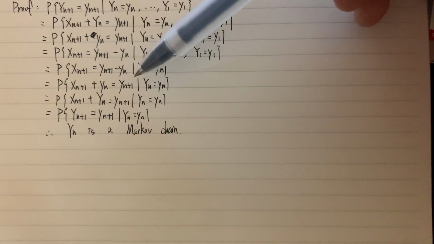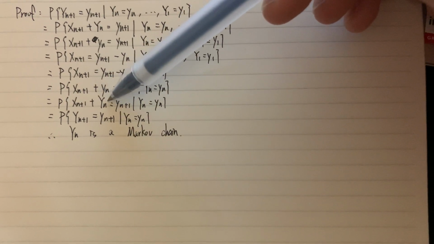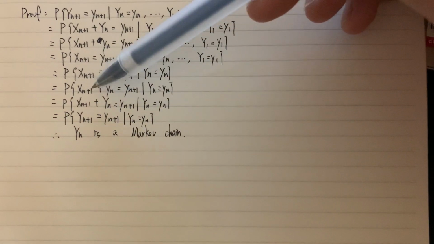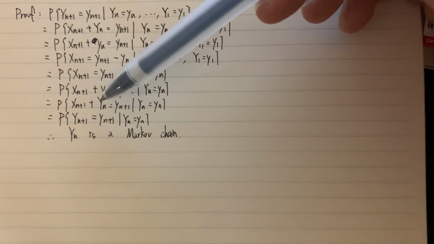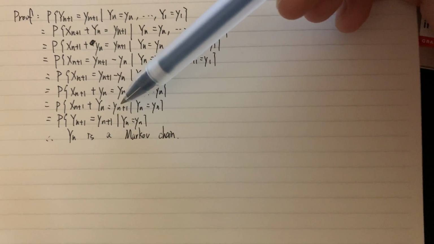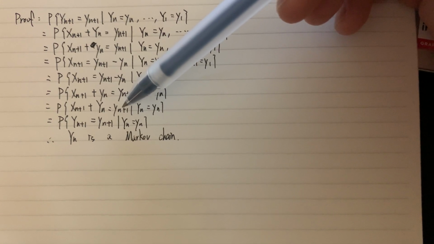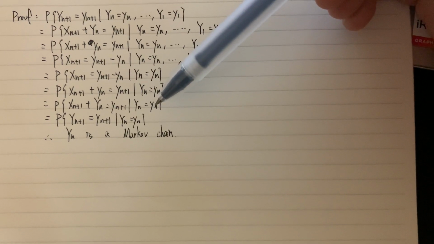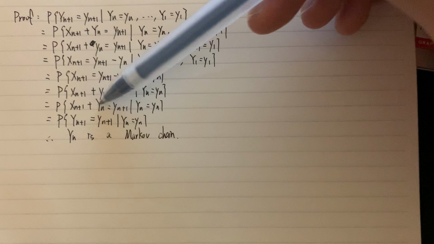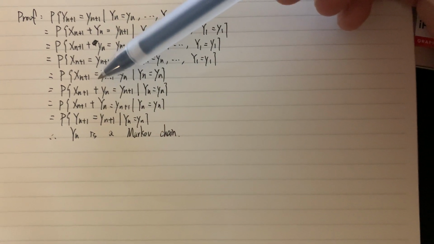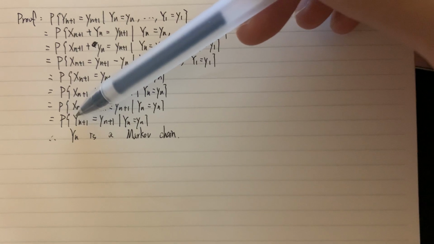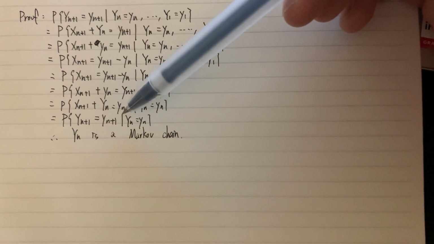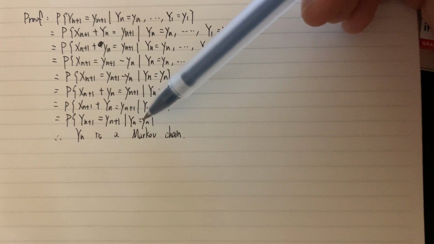And then since we know that capital Yn equals yn is given, this probability is equal to the probability of capital X of n plus 1 plus capital Yn equals y of n plus 1, given capital Yn equals yn. And by this equation we will get the probability of capital Y of n plus 1 equals y of n plus 1, given Yn equals yn.